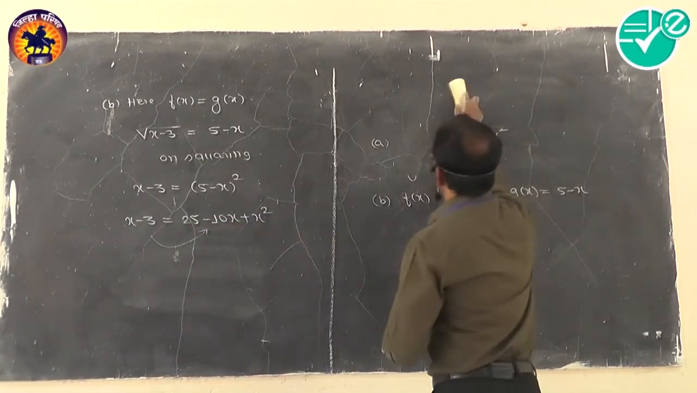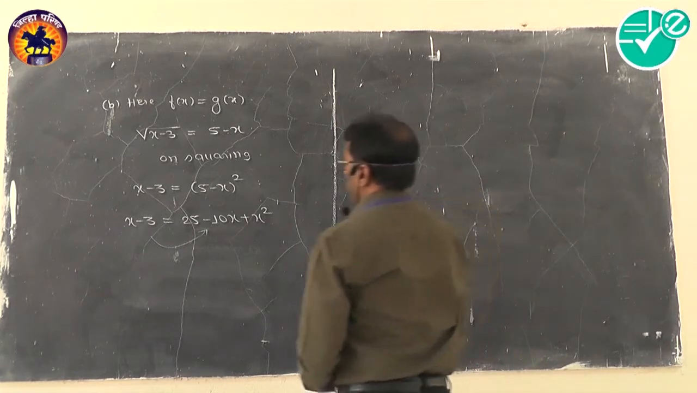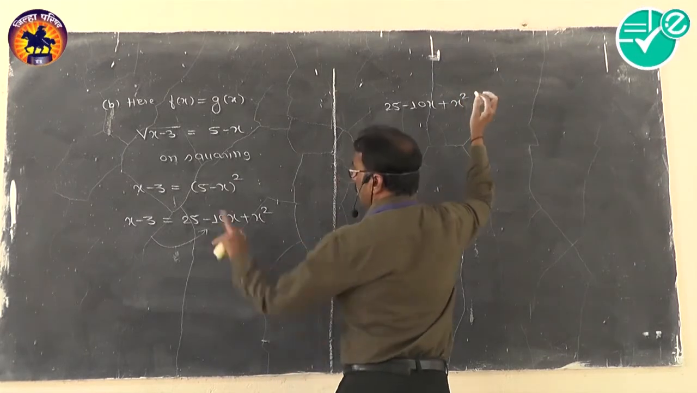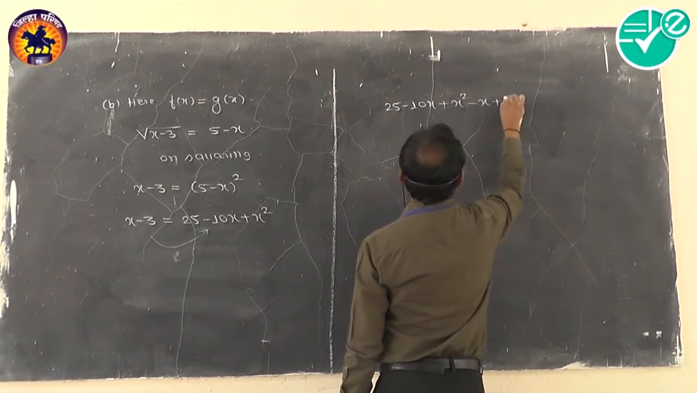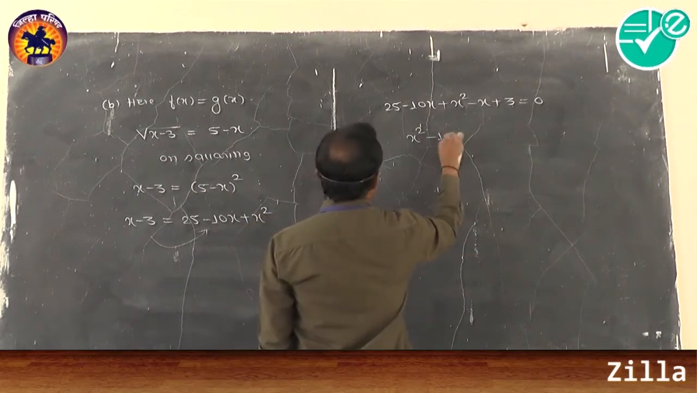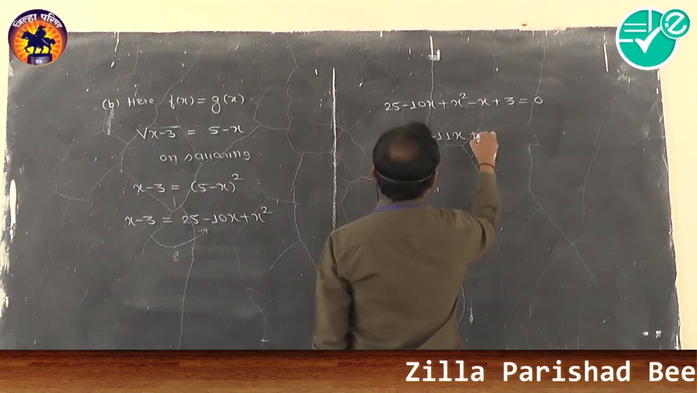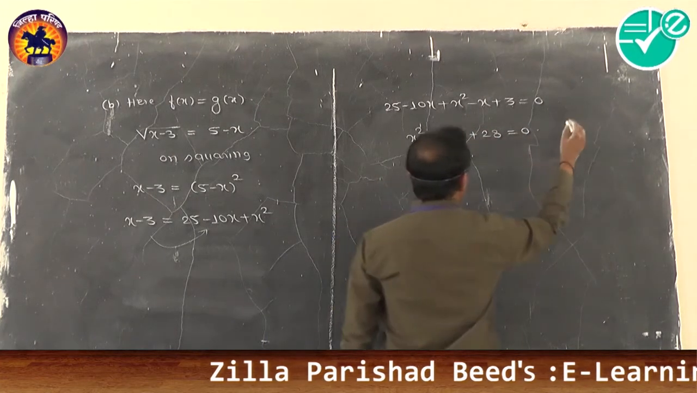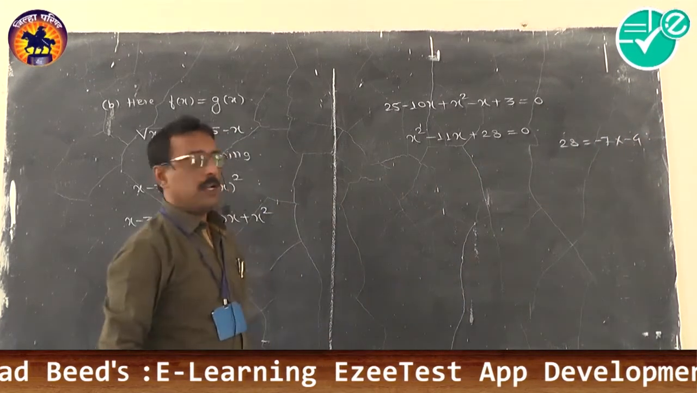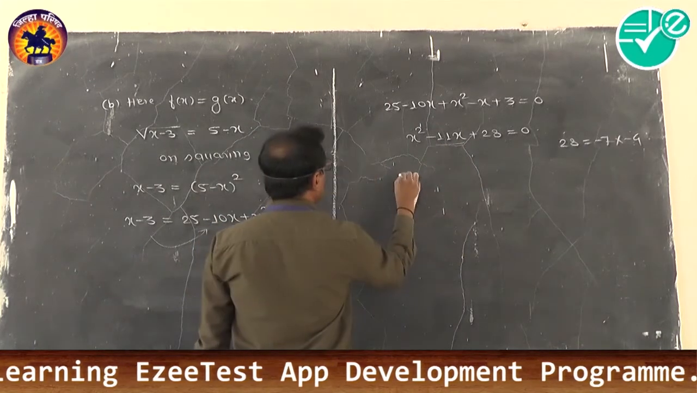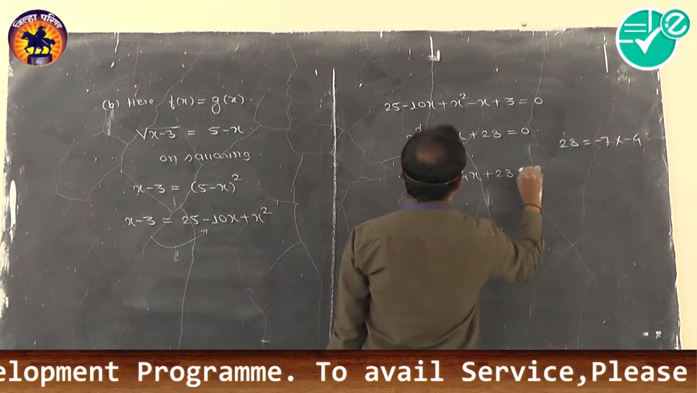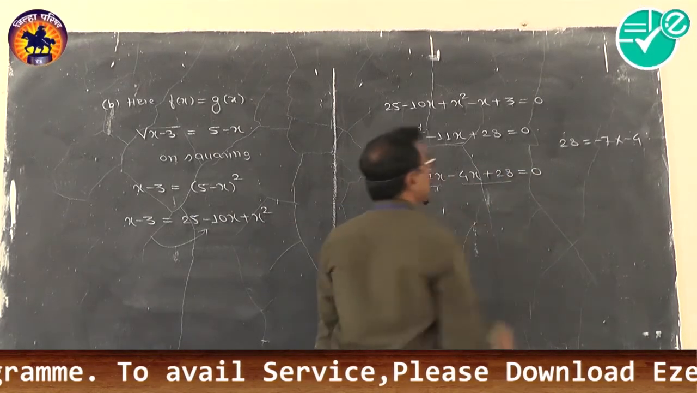Now you are getting next here: 25 minus 10x plus x square minus x plus 3 is equal to 0. So which quadratic? x square minus 11x plus 28 is equal to 0. A very good thing happens. I think the factors are minus 7 and minus 4. So this minus 11x is split: x square minus 7x minus 4x plus 28 is equal to 0. These two terms and these two terms.